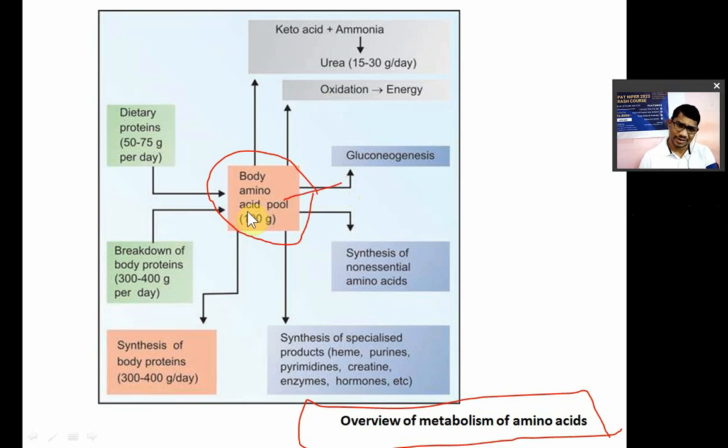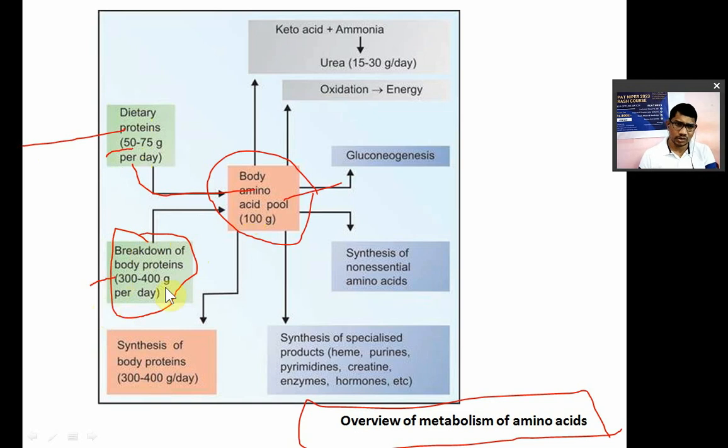Now from here this amino acid comes. ये जो बॉडी का अमीनो एसिड का पूल है वो कहाँ से मिलेगा? अमीनो एसिड आपको डाइटरी प्रोटीन से मिलता है, जो आप चबा चबा के खाना खाते हो, around 50 to 70 gram of protein daily you are eating. So from that, after hydrolysis, you are going to get amino acids. Now from the breakdown product of your body's protein, आपके बॉडी के खुद के प्रोटीन को बॉडी ब्रेक डाउन करती है, so near about 300 to 400 gram protein is degraded per day.